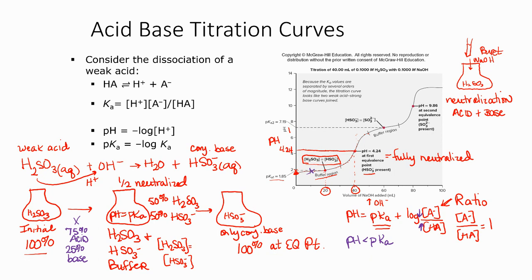Okay, and that's what we talked about with buffers, that in a buffer where you have more weak acid than base, the pH will be less than pKa. Now, those of you that love the math, you can calculate it. You could plug in 25 to 75. Okay, and then you'd get what pH you're at exactly. You could read it off the graph if we had a better marked graph.